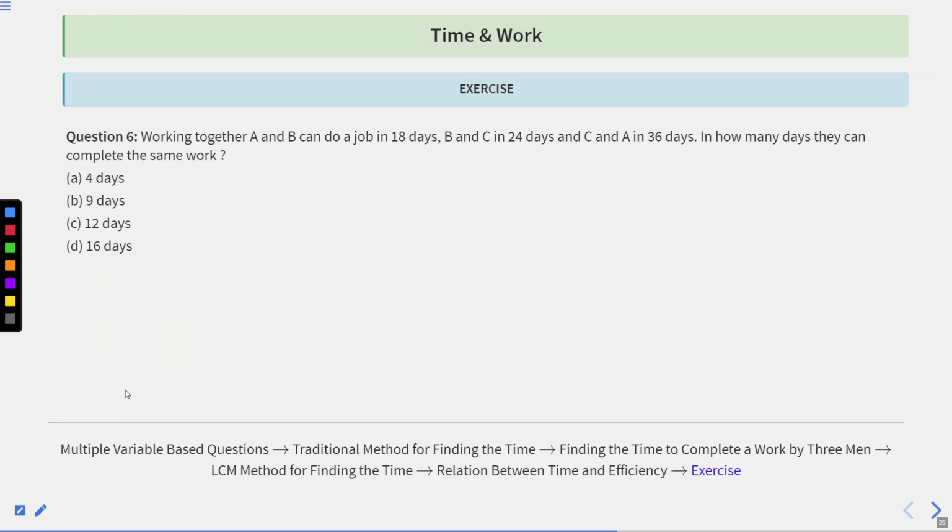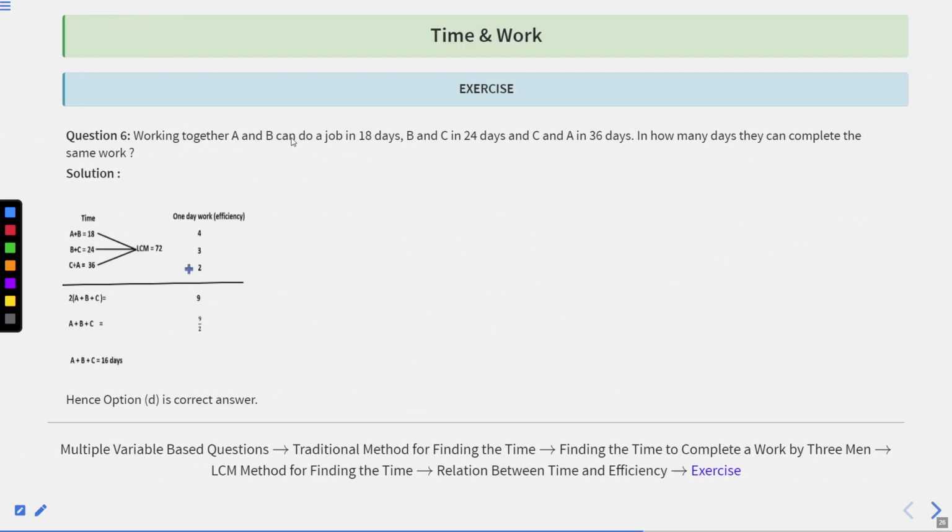Question number 6. Working together, A and B can do a job in 18 days. B and C can do it in 24 days, and C and A can do it in 36 days. In how many days can they complete the same work? So it is given that A and B together do it in 18 days, B and C together in 24 days, and C and A together in 36 days. So if you take the LCM again of 18, 24, and 36, it is going to be 72.